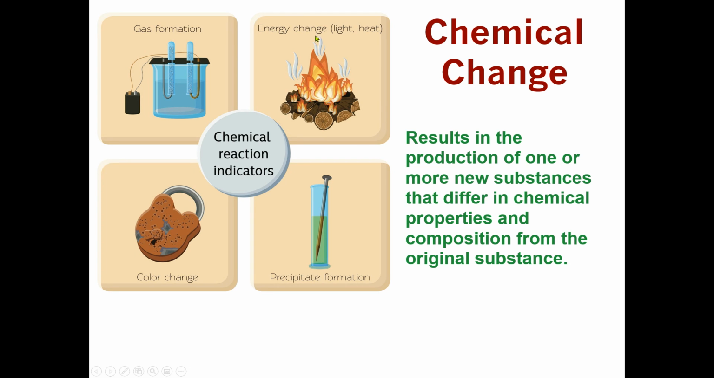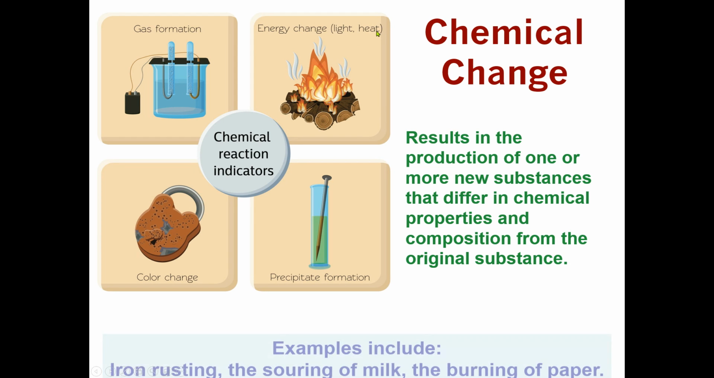Energy change. If we take wood and we add heat or we add kinetic energy, it burns. And when it burns, then we no longer have wood anymore. We actually have carbon. Okay, but it produces light and it produces heat. Heat is a big one. Heat is huge.